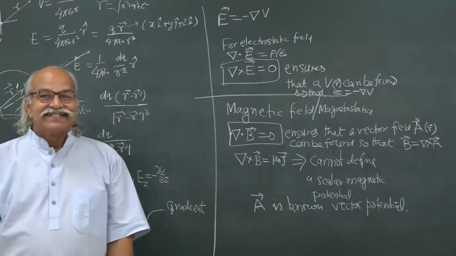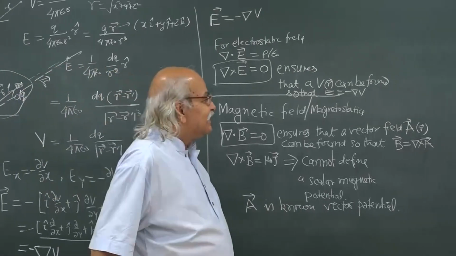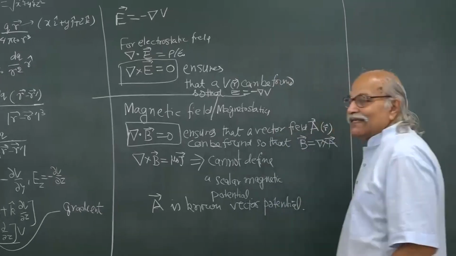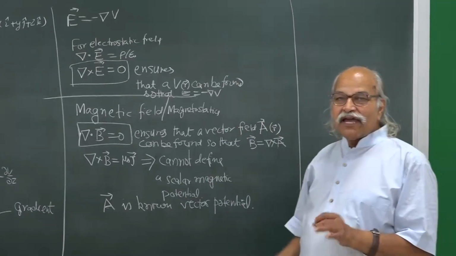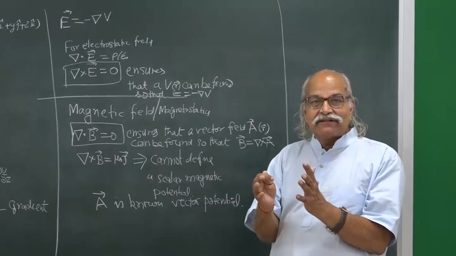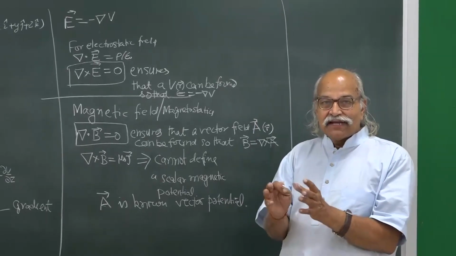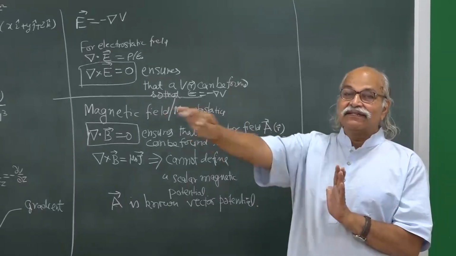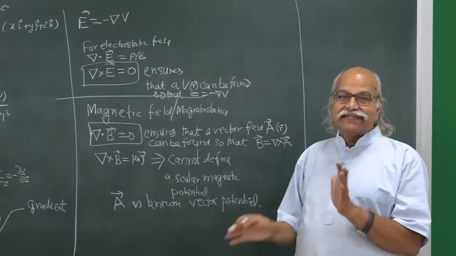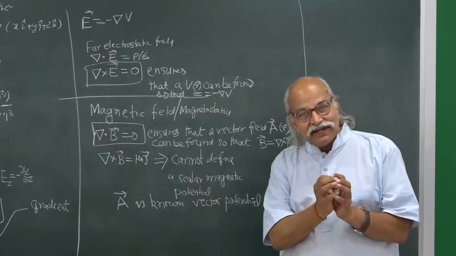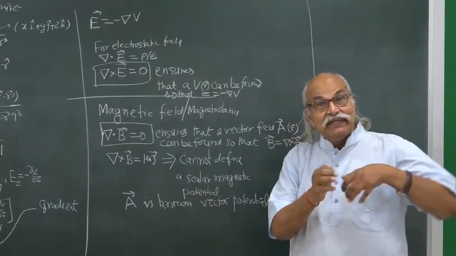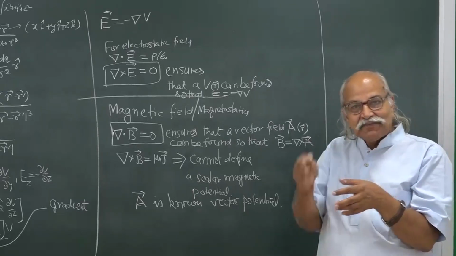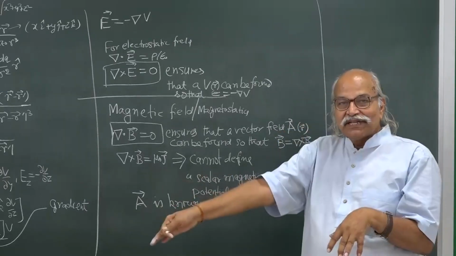Okay. Now, the next thing is, is it unique? If I have found a vector field capital A and I have checked that yes, curl of A is giving me the magnetic field, is this the only vector function A, or there may be many such vector functions, so that each of them gives me curl of A is equal to B?